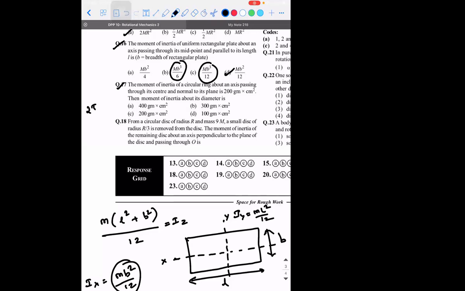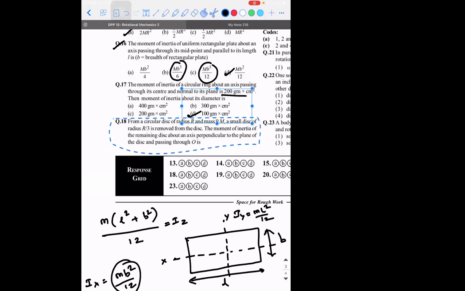So 2 times Ix is equal to Iz. Iz is mr square. So Ix will be equal to mr square by 2. They have already given mr square. Mr square is 200. So answer will be 100. Right? If anybody is not clear, let me know. Okay. So let's try out this problem.